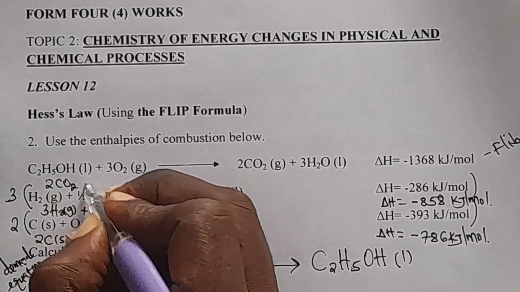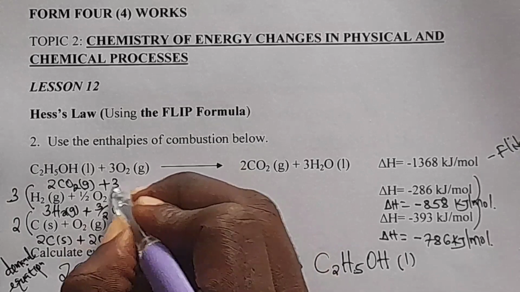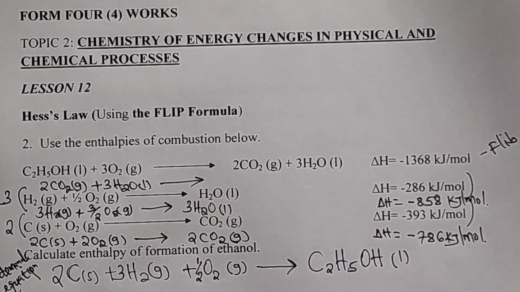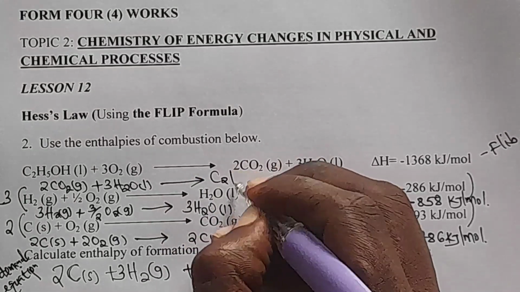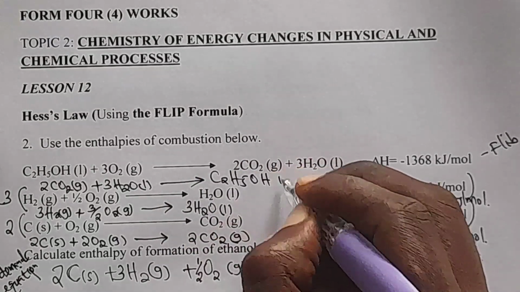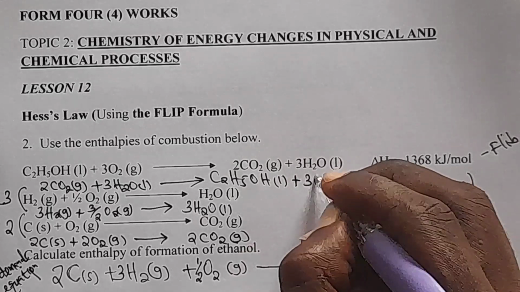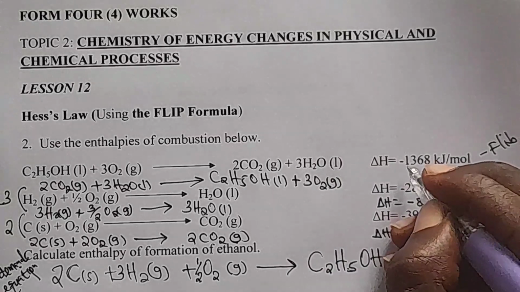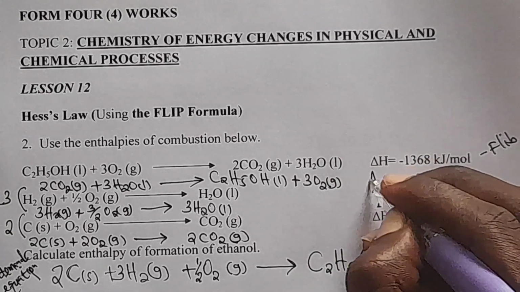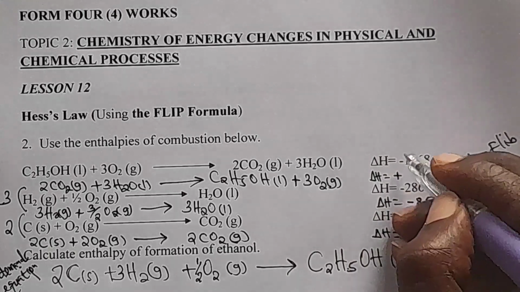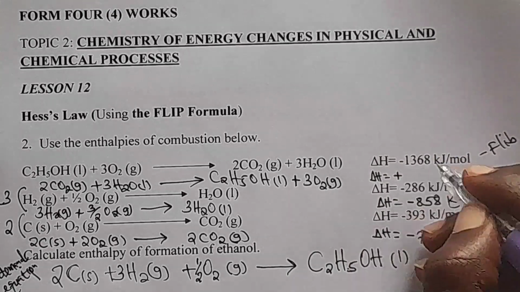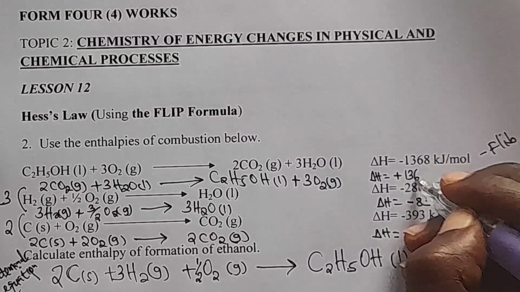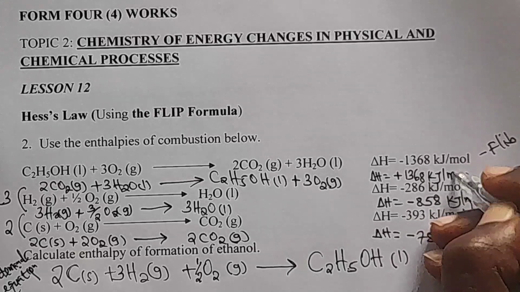That means you take your product and you make it your reactant. So we have 2 mole of carbon dioxide gas, plus 3 mole of water, which is liquid, arrow. Then we are going to get ethanol, C2H5OH, which is liquid, plus 3 oxygen gas. So the sign will also change. If it is minus, it's going to become positive. If it was positive, it will become negative. You are supposed to also change the sign. You reverse the sign, 1368 kilojoules per mole.